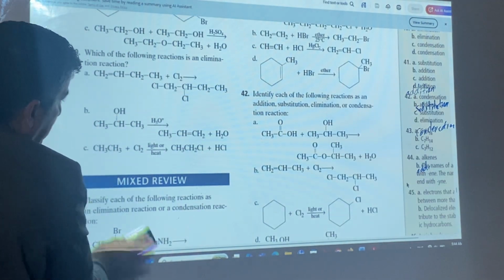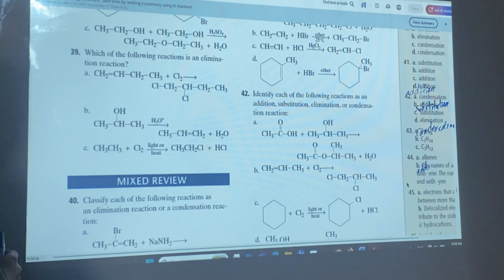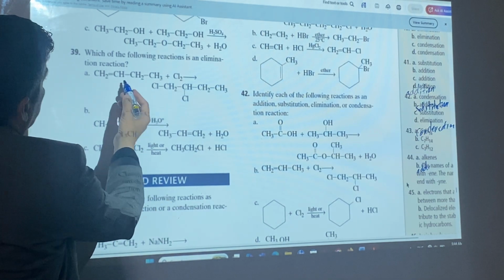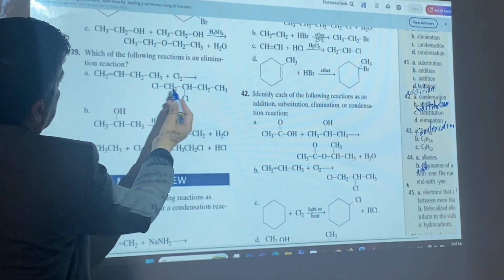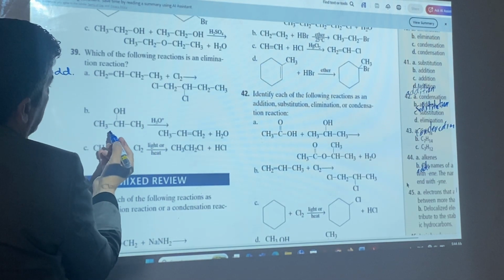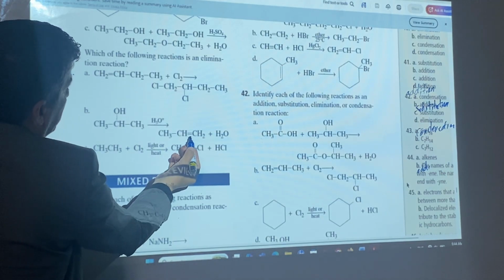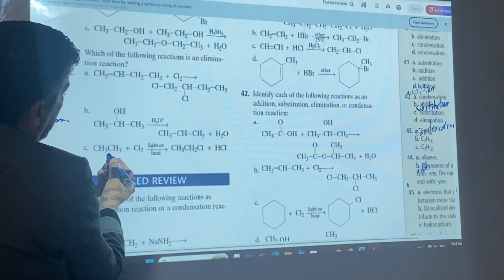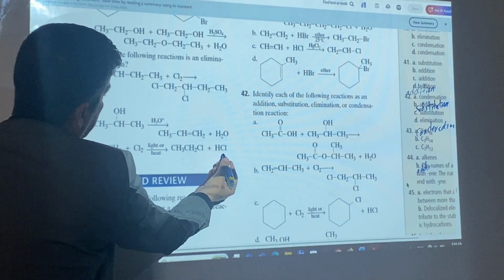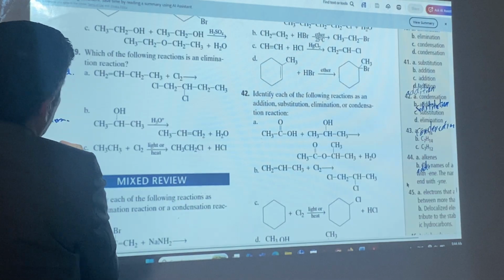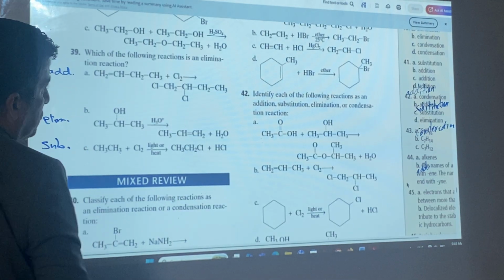You can see question 39 in this chapter review. In this reaction, we have a double bond changed to a single bond. That's when we have an addition reaction. And here we have a single bond changed to a double bond. We have elimination. And here we have Cl2 changed to HCl, and CH3 changed to CH2Cl. We have a substitution reaction here.